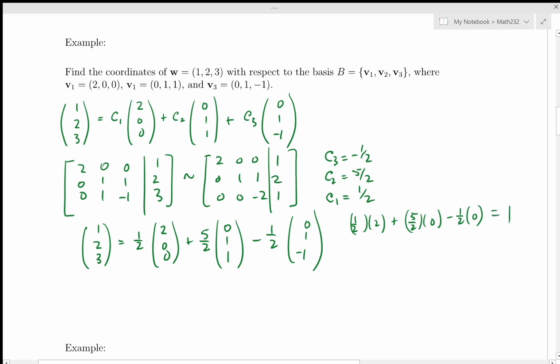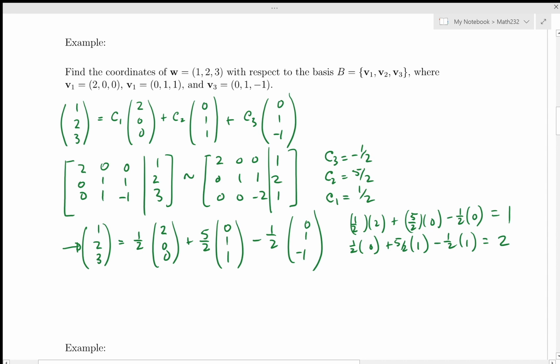So things haven't, at least not yet, gone haywire. Let me just check the next one since that happened. 1/2 times 0 plus 5/2 times 1 minus 1/2 times 1. That is 4/2, that's 2. Okay, so that's what I would expect. I mean, there's the 2 right there.